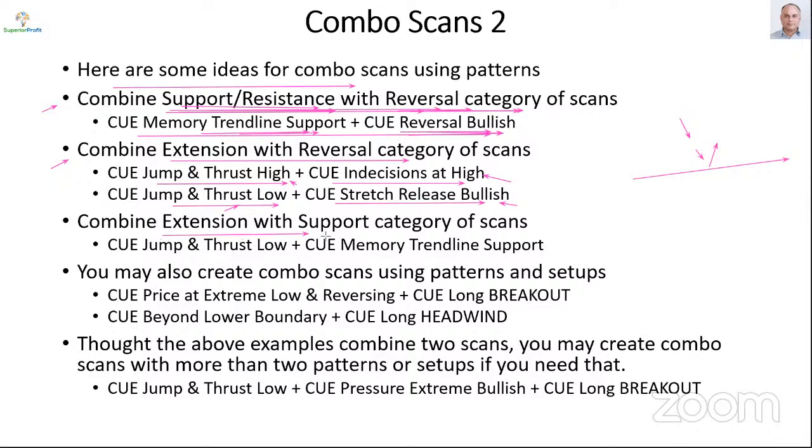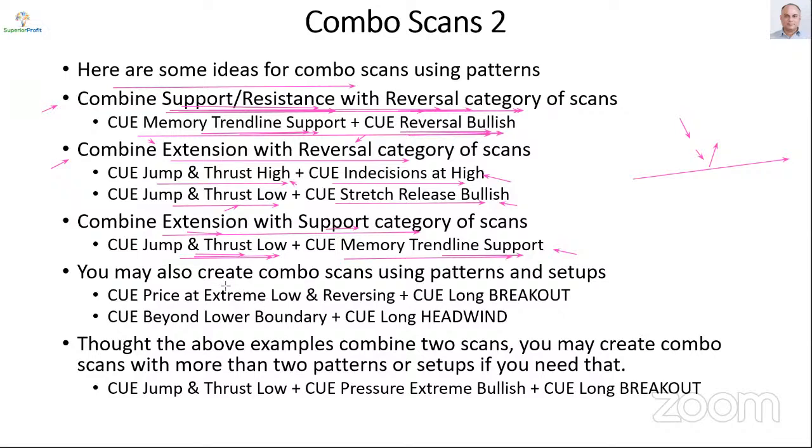Then combine extension with support. See how I am using different categories. Extension with reversal, then extension with support. Jump and thrust low with memory trend line support. So maybe it has not reversed yet, but it is at extreme low and now it is at trend line support. If you wanted, you could make it different interval scans: weekly memory trend line support, then jump and thrust low. You could do that as well. These are some examples.